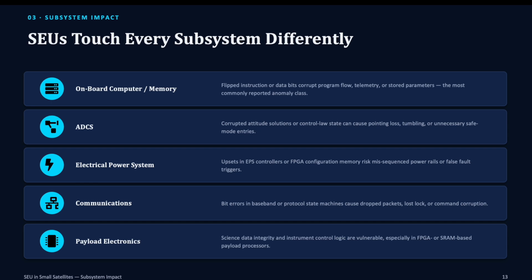So for ADCS, which is the attitude determination and control subsystem, it can manifest as pointing loss from corrupted attitude solutions. For the electrical power subsystem, it can manifest as misaligned power rails. And for the payloads, it can show up in a loss of data integrity.